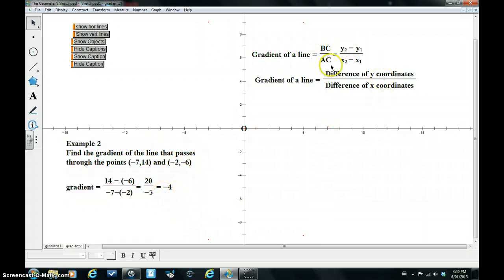So this formula is quite easy to use, but be careful with the directed numbers. Well, I hope you've enjoyed this video on calculating the gradient.